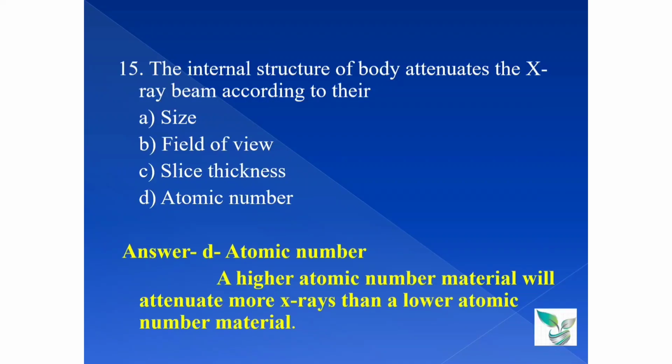The internal structure of a body can be reconstructed from multiple projections. This is a basic principle of CT, and depending upon the atomic number, the internal structure of the body attenuates the X-ray beam according to their atomic number. So higher atomic number means what? More X-rays are attenuated than by a lower atomic number material.